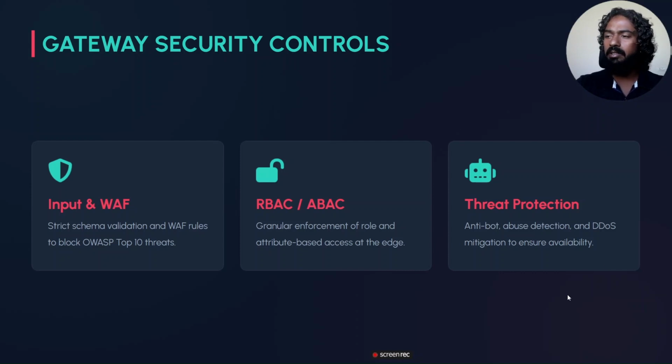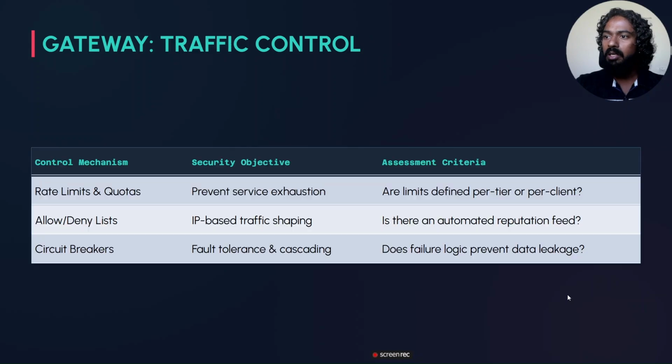Okay, next comes the API gateway traffic control, right? How traffic is handled actually defines whether the system survives any failures. So first thing to talk about is the rate limits. Are they per user, per client, or per access token? This needs to be checked.